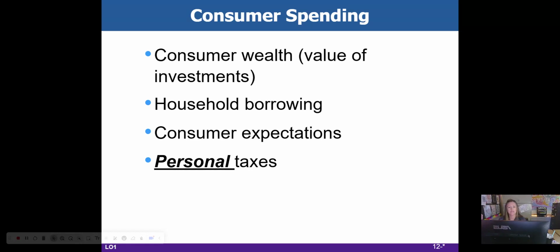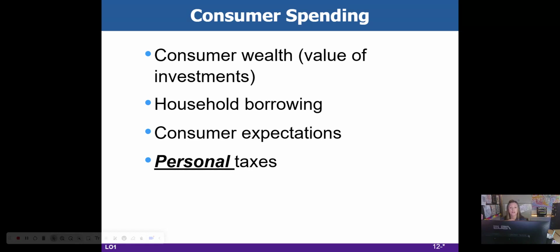The second part of consumer spending, or thing that can impact consumer spending, is household borrowing. Generally, if people borrow more money, that means they're spending more. The opposite is also true. Consumer expectations, which we talked about in Unit 2: if people are feeling optimistic about the economic future, they'll spend more money. If they're feeling pessimistic or not as encouraged based on what they see, they'll spend less money.